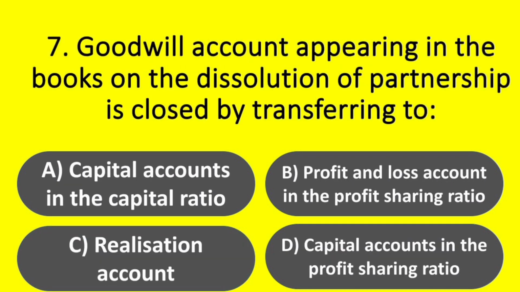Goodwill account appearing in the books on the dissolution of partnership is closed by transferring to: option A, capital accounts in the capital ratio; option B, profit and loss account in the profit sharing ratio; option C, realization account; option D, capital accounts in the profit sharing ratio. Answer: option C, realization account.